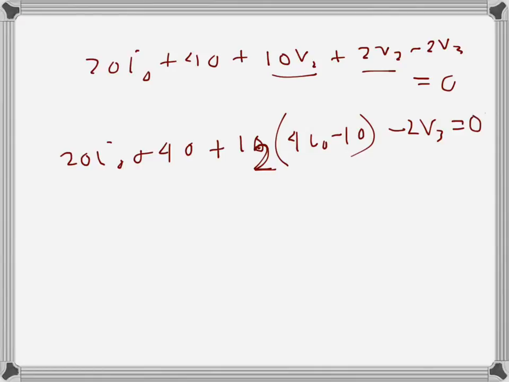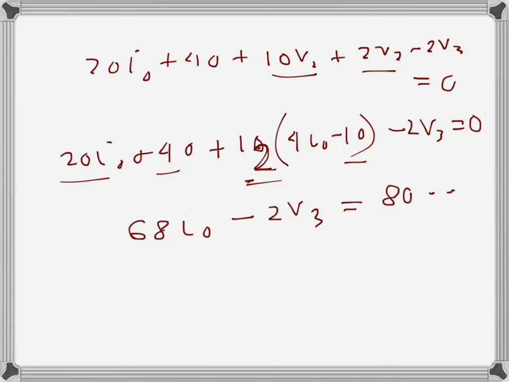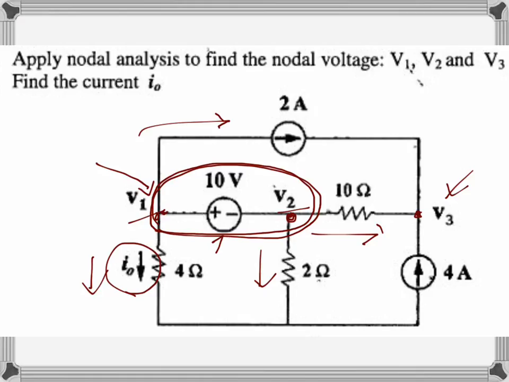While adding, it will be 20 I naught plus 48, so 68 I naught minus 2 V3, and on the other side it will be minus 120 plus 40, so on the other side it will be 120 minus 40, so 80. So that's equation 3.